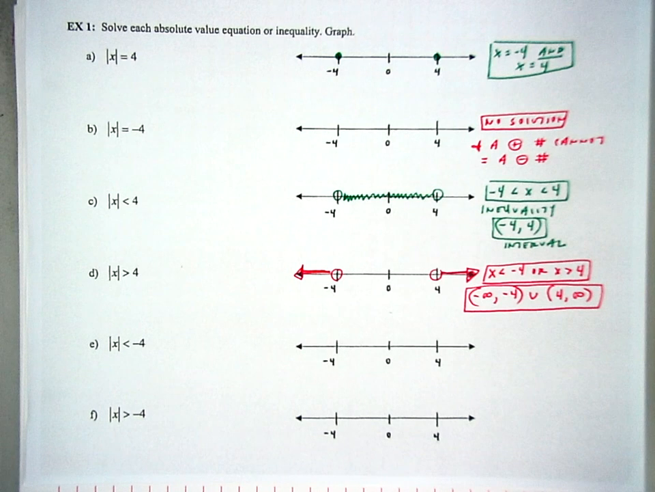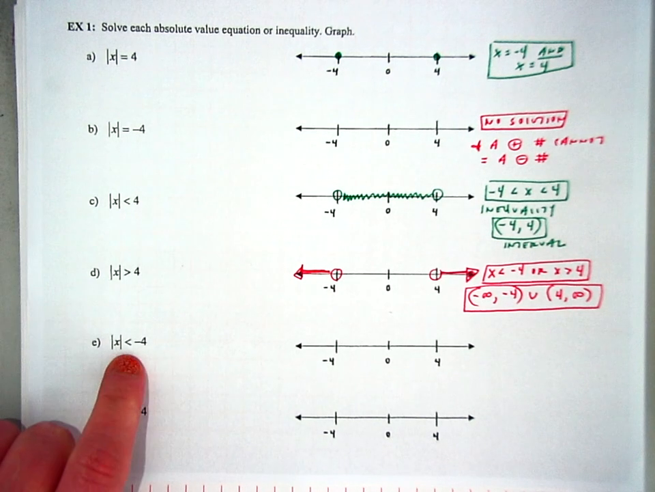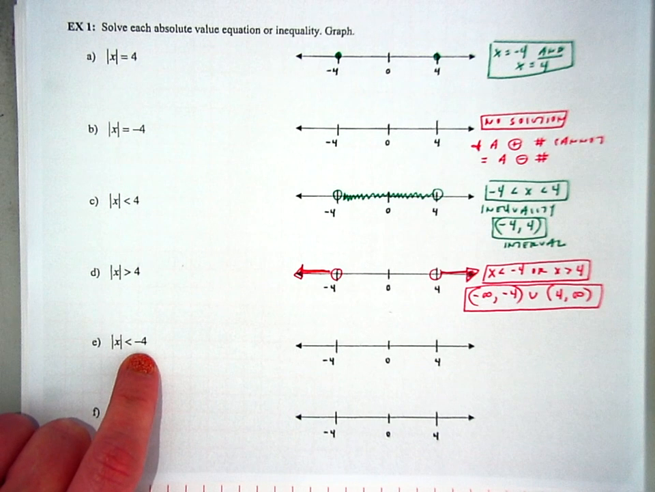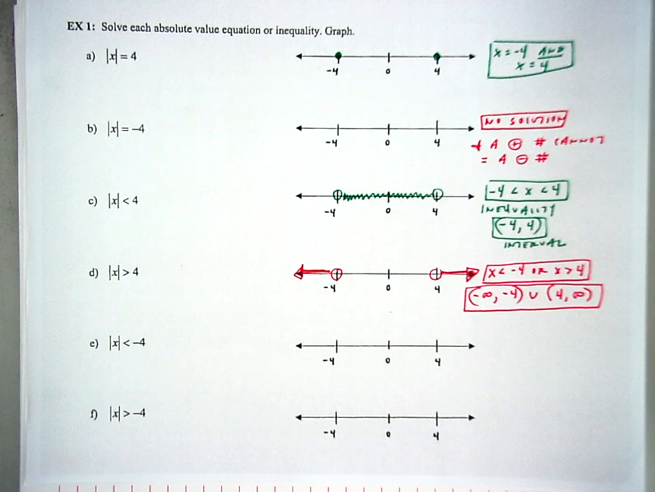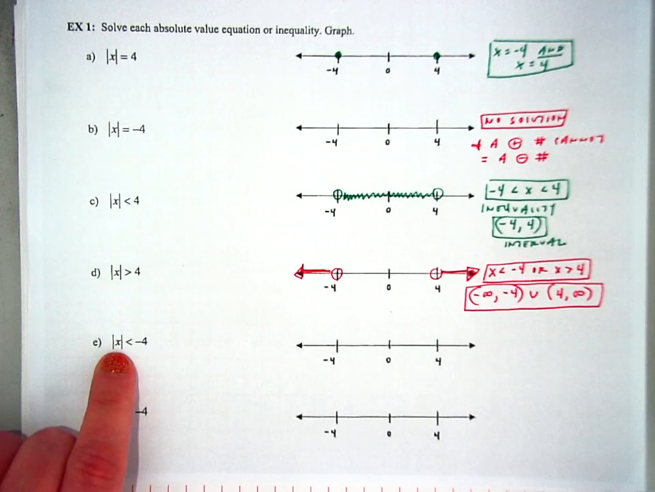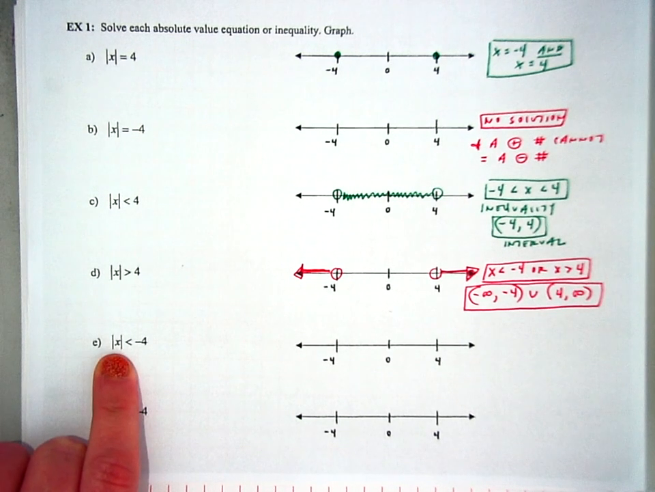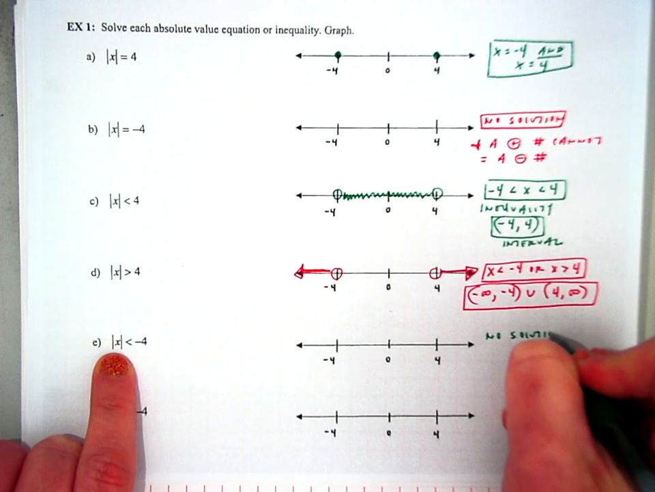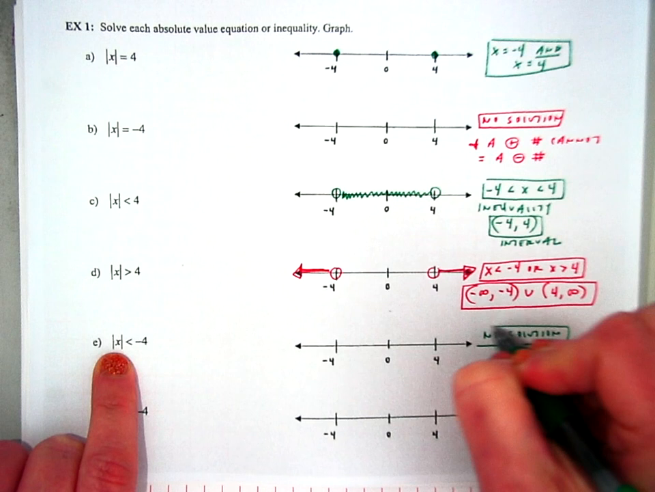All right, next up, absolute value of x is less than negative 4. So the distance from 0 is less than negative 4. Well, how is that possible? I can't have a distance that's less than something negative. There'd be no solution. Another way that I can think about it is, no matter what I plug in here, the bars are going to force it positive. So there's no way that a positive number can be less than a negative number. So again, we got no solution.